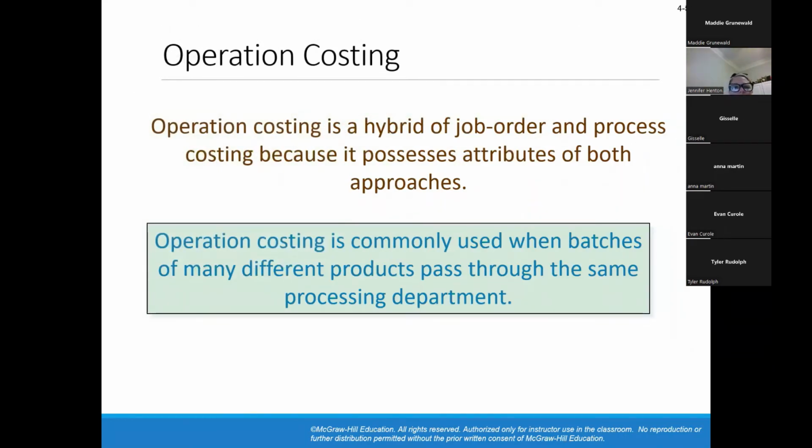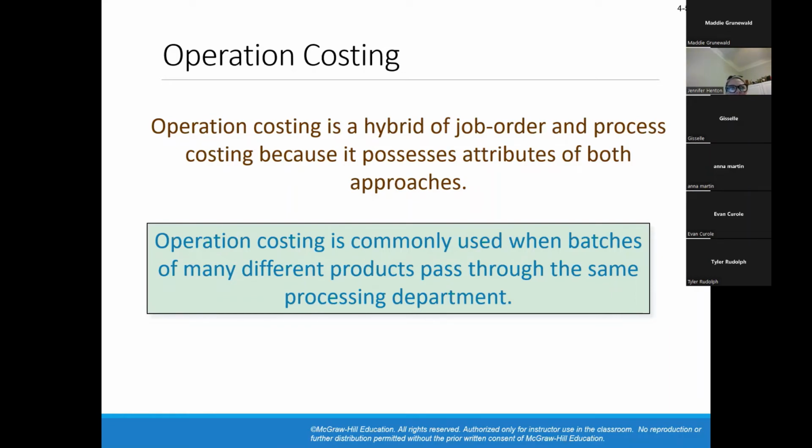Okay, so then we have operation costing, which is a hybrid of job order costing and process costing because it possesses attributes of both approaches. So we have operation costing, commonly used when batches of many different products pass through the same processing department. So they're just making a note that you can have large batches coming through, and we're making different products, but we're using the same processing department.